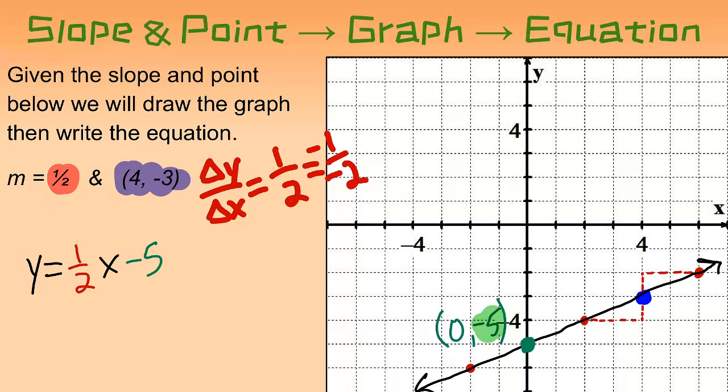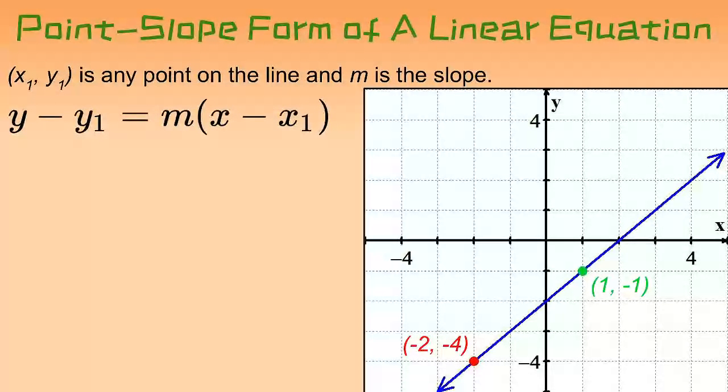Questions on that one? So when we get a point on our y-axis, our y-intercept, when it's real clear where it is, it makes finding the equation pretty easy when we're given a slope and a point.